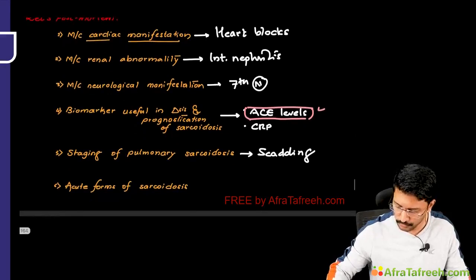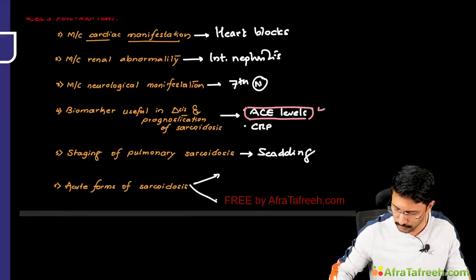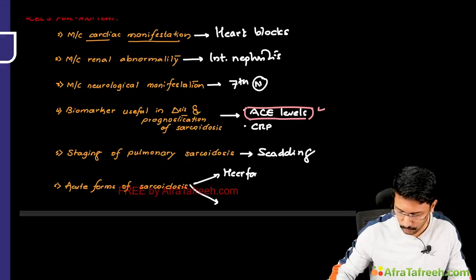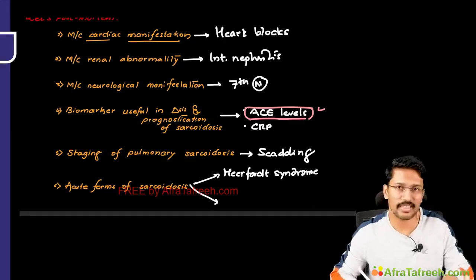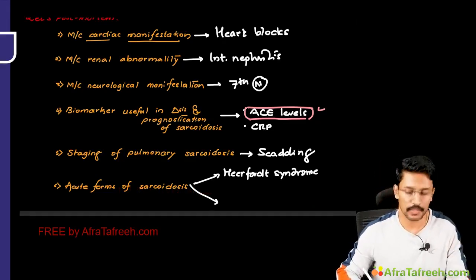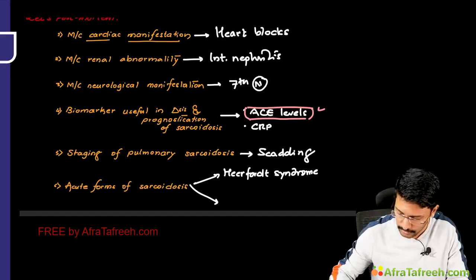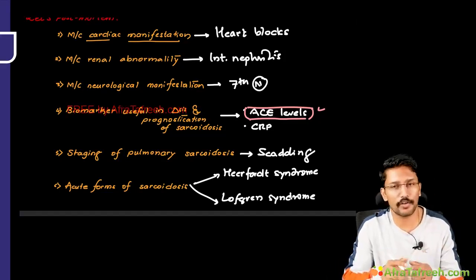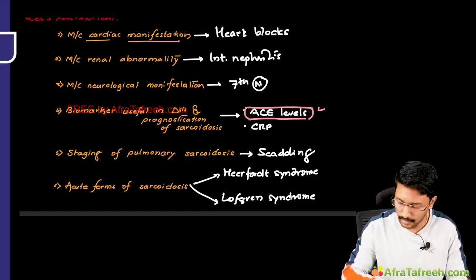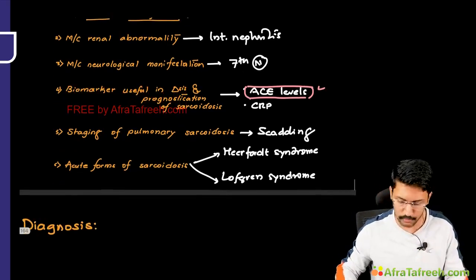Okay, what are the acute forms of sarcoidosis? We have learned about two forms. One is uveoparotid fever, which is also called Heerfordt syndrome, which is characterized by anterior uveitis, bilateral parotitis, and fever with or without facial nerve involvement. And then we had one more called Löfgren syndrome, where the patient has fever, erythema nodosum, bilateral hilar lymphadenopathy. Often they might have ankle arthritis. Okay, so these are important MCQ points.